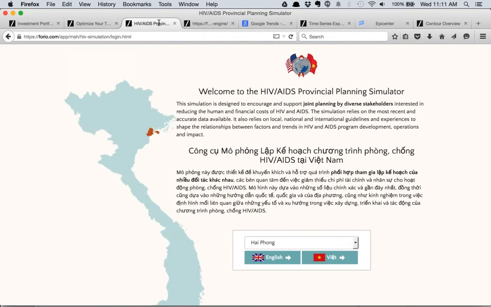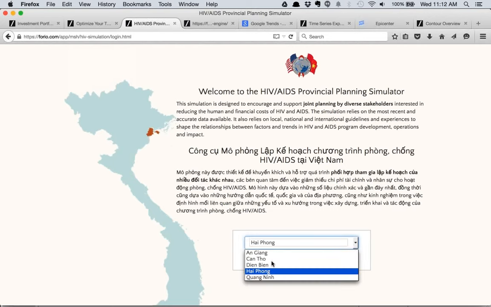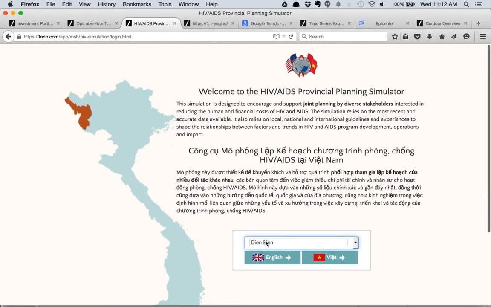Here's another example of a tool that was built on Epicenter that explores HIV and AIDS in Vietnam. And one of the obvious things in terms of providing a model this way is access to, in this case, clinicians who want to understand how to allocate resources. This model works in both English and Vietnamese. And of course, for the clinicians to benefit from the insights from the model, it needs to be in a language they understand. And it also is set up so that it can represent different provinces within Vietnam.